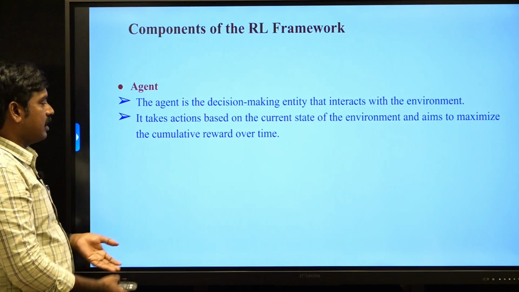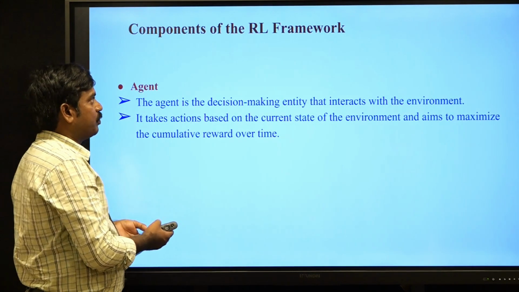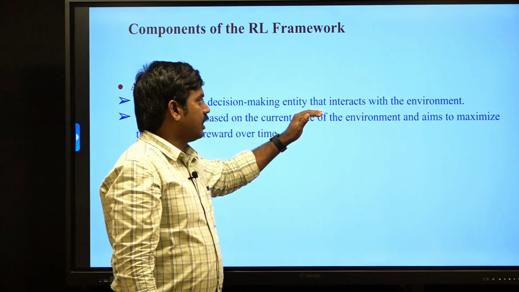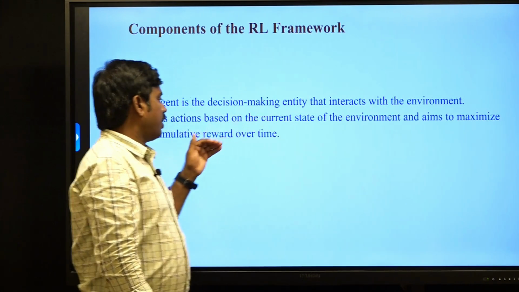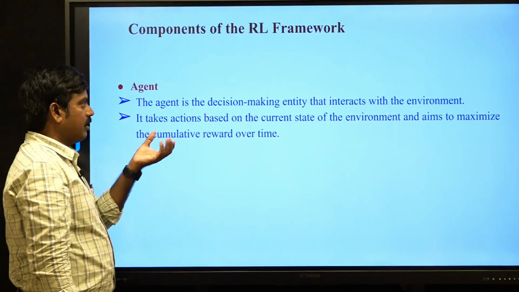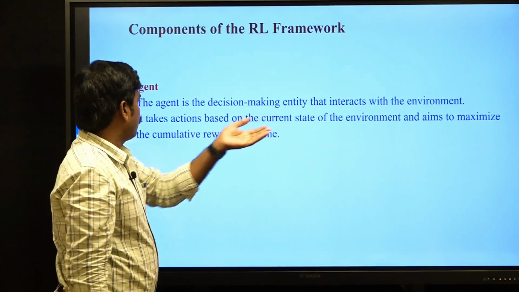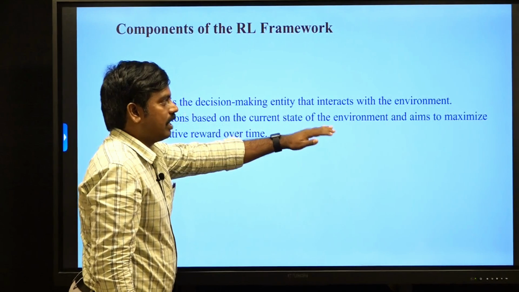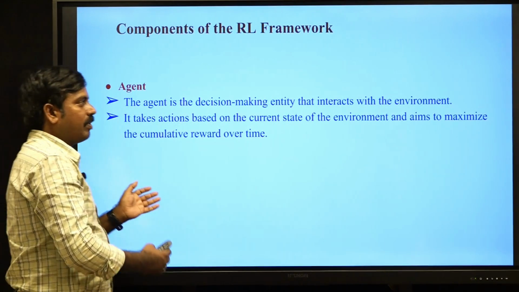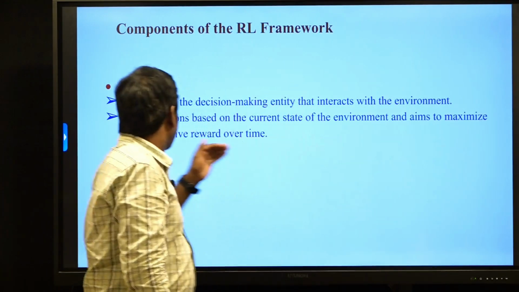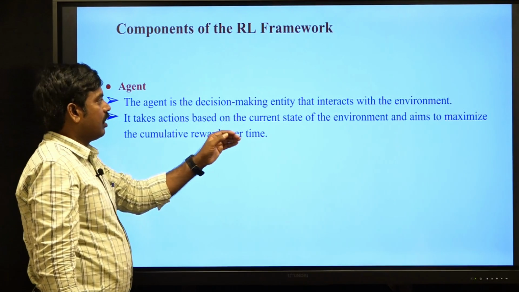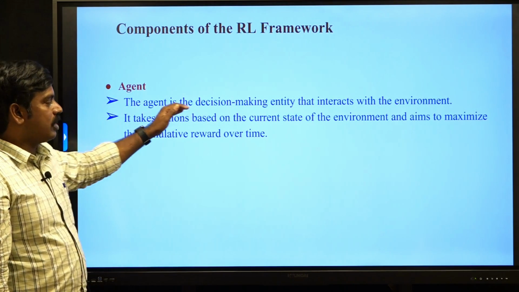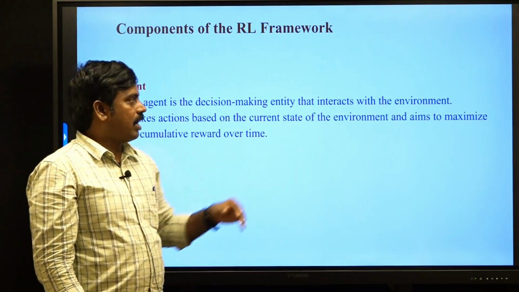The agent is the main actor in the reinforcement learning framework. The agent is the decision making entity that interacts with the environment, or a decision maker algorithm that interacts with the environment. It takes actions based on the current state of the environment, and its main aim is to maximize the cumulative reward over time to reach the target. That is the agent.